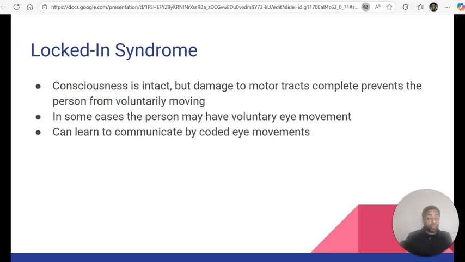In a locked-in syndrome, the person's consciousness is intact; they are aware. However, oftentimes they do present with a lack of voluntary movement in most of their body, essentially. And in many cases, the only thing that's preserved, of course, is eye movement, and it's a very tough condition. So in not all cases, but in many cases, voluntary eye movement is preserved, and that's one way in which they communicate, with eye blinking or eye movements, coded eye movements.